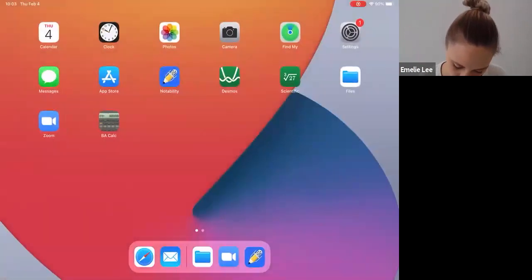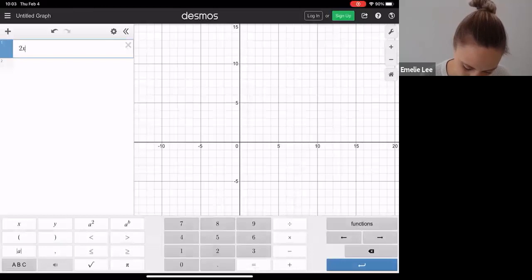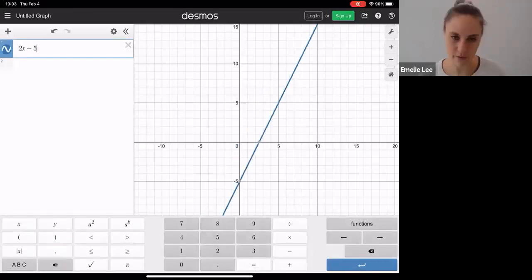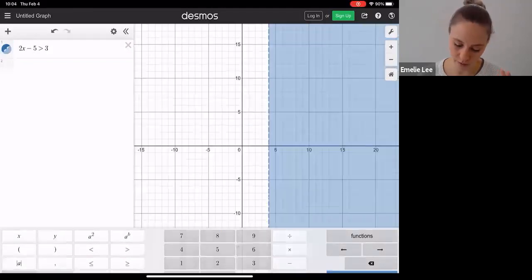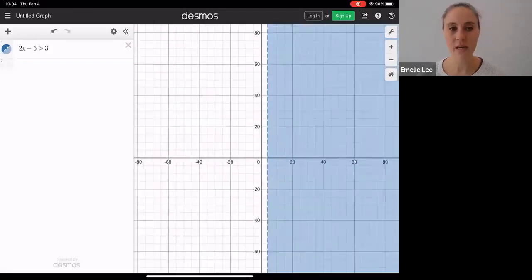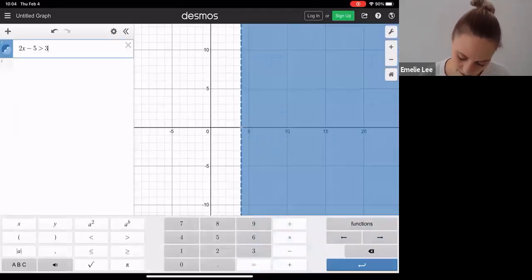So 2x minus 5, okay, so that's a line. And it has to be greater than, notice that you've got these inequalities on here, greater than 3. Okay. It gives us the region where this is true, right? So here, in Desmos, it's just going to give you the region where 2x minus 5 is greater than 3.